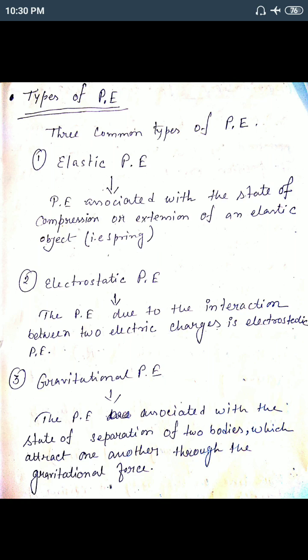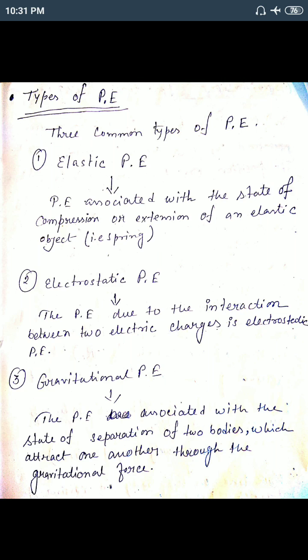Second, electrostatic potential energy. The potential energy due to the interaction between two electric charges is called electrostatic potential energy. You also studied electrostatics in detail in class 12, first chapter. Static electricity means electric charges which stay in one place and do not move from one place to another. Whatever potential energy is generated from the interaction between two electric charges is called electrostatic potential energy. That interaction arises through rubbing, the conduction method, or the induction method. There are three methods for generating electric charges in bodies.